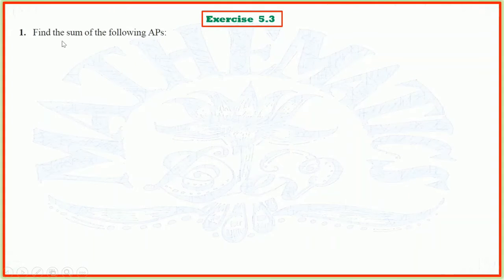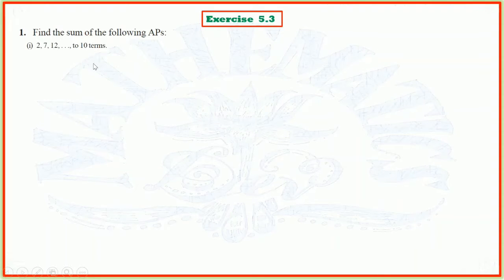Let us start the next and final exercise, 5.3. Here comes the first question: find the sum of the following APs. Finding the nth term or checking whether the progressions are APs is over. Now we have to find the sum, but remember that all the concepts of nth term and APs will be used here. The first question, first part, is 2, 7, 12 up to 10 terms.